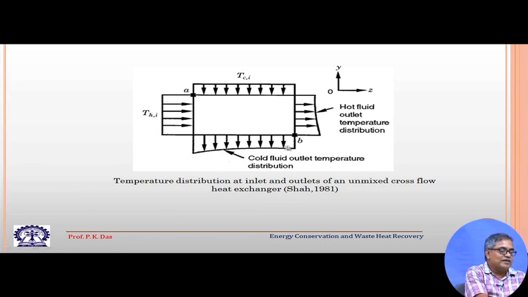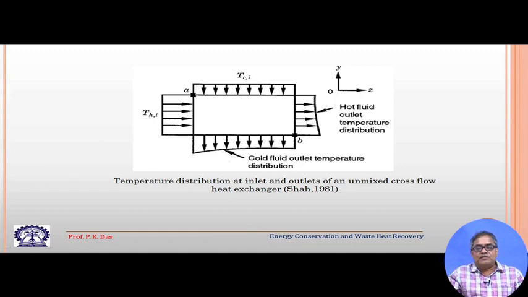When we talk about the exit temperature, we talk about the mean temperature at the exit, either for the hot stream or for the cold stream. Then there is another variation, when there is a cross flow, where the fluid is passing through a number of tubes. The fluid can be unmixed, or the fluid in a particular stream can mix when it passes through the cross flow heat exchanger. So, these two variations are there.